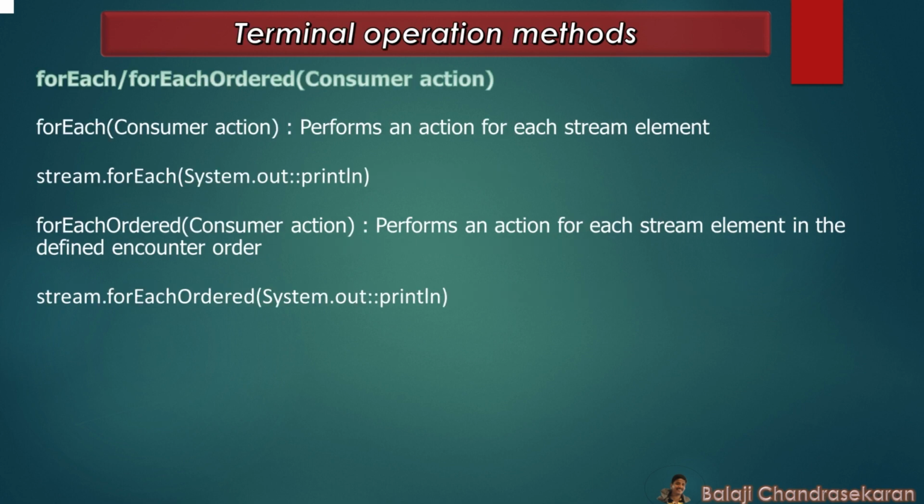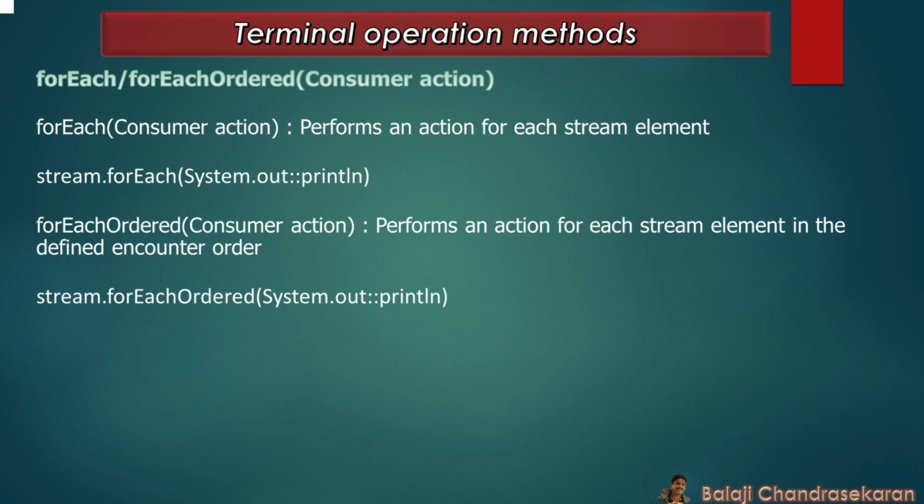The forEach method is a terminal operation which performs an action for each element of the stream. In the given example, I called the forEach method on the stream, passing a method reference as the consumer function. This lambda expression prints each stream element to the console.